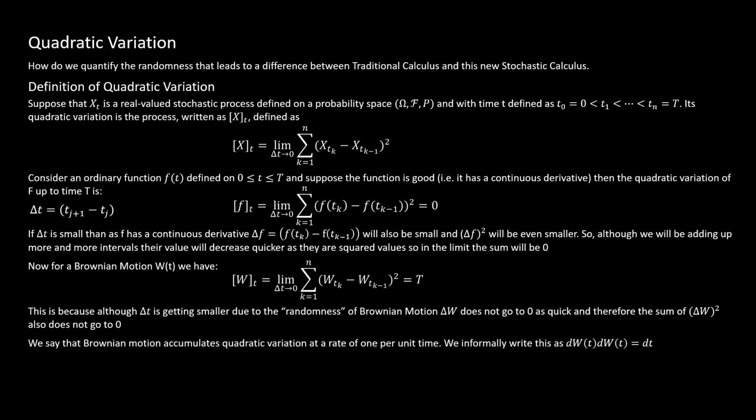We say that Brownian motion accumulates quadratic variation at a rate of 1 per unit time, and informally write it as the product of two differentials. We can consider the product of a Brownian motion differential times a normal one, and this will be 0, along with the normal quadratic variation of a normal function, which will also be 0. The relations at the bottom are important and make stochastic calculus easier to use.